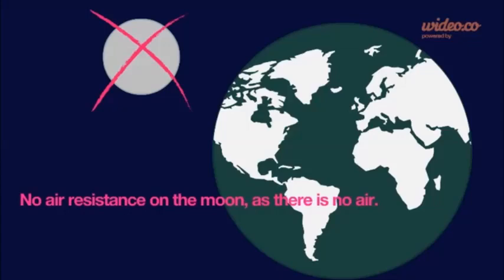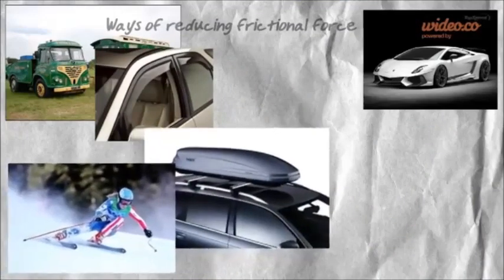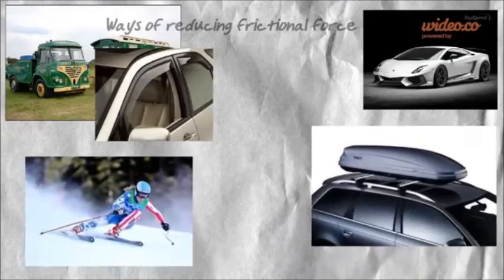Ways of reducing frictional force. A sports car is wedge-shaped to reduce air resistance and so increase top speed. Lorries and caravans have deflectors to reduce air resistance and fuel consumption. A car roof box increases air resistance and fuel consumption, with a lower top speed. A downhill skier puts wax on skis to reduce friction and so increase the top speed.